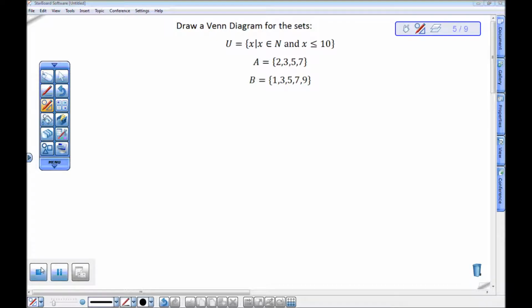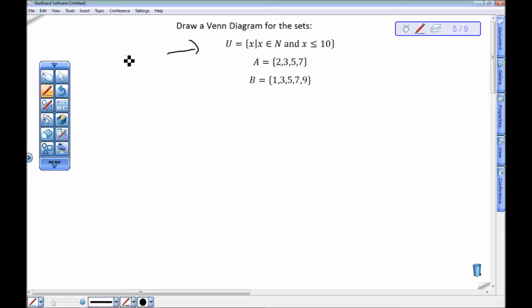Let's draw a Venn diagram for two sets and then talk about those operations that we've been looking at. So I want to draw the Venn diagram for these sets. First I've got my universal set, which is the set of all x such that x is a member of the natural numbers and x is less than or equal to 10. So this is all 1, 2, 3, and so on, up to 10.